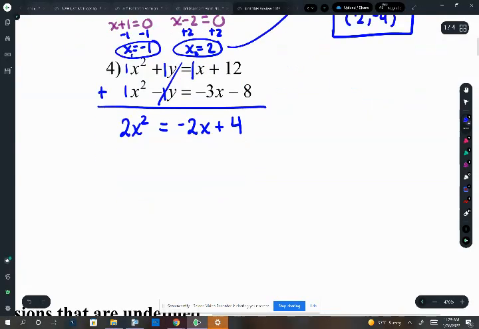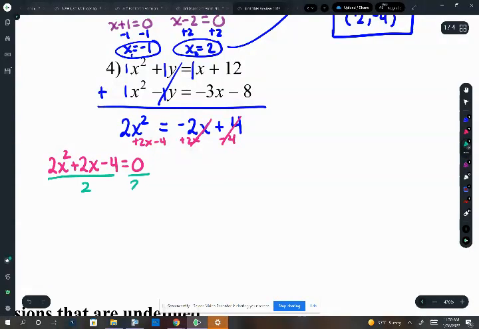And then I either can divide by 2 first or move them all to the same side. So if we move them to the same side, we have 2x squared plus 2x minus 4 equals 0. And so basically I just added 2x to both sides and subtracted 4. All right, so when you say, like, what happened? That's what I did. And then I'm going to divide everything by 2. This is going to give me x squared plus x minus 2 equals 0.